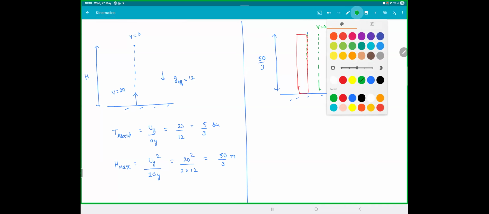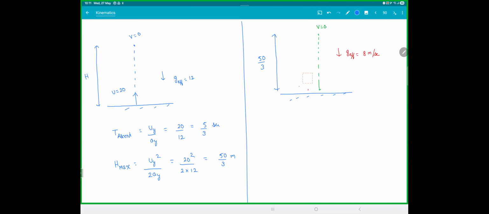You know the formula. But okay, if you don't know the formula, I will derive it. What is the formula? S is equal to ut plus half at square. What is the displacement? Minus 50 by 3. What is the initial velocity? 0. What is the gravity? 8. This is the time square. This is your time of descent. How much is this? 25 by 6. So 5 by root 6. That's your time of descent.